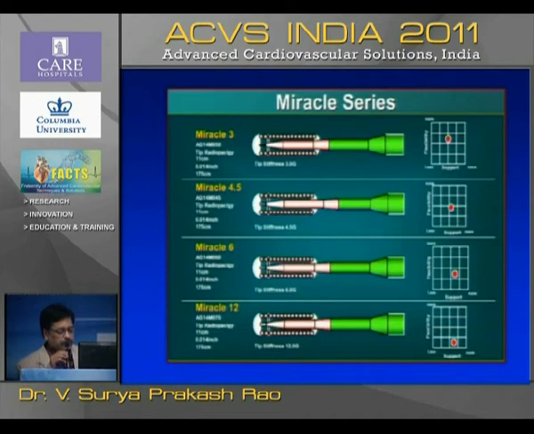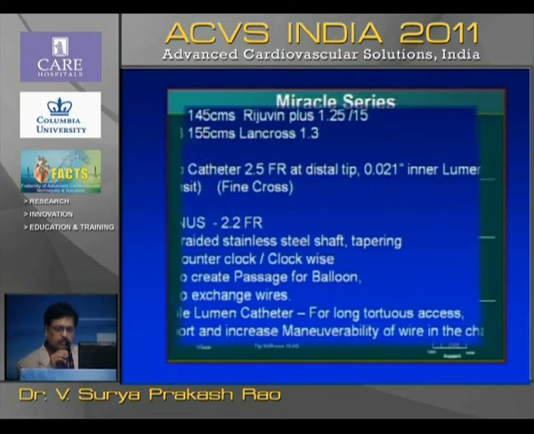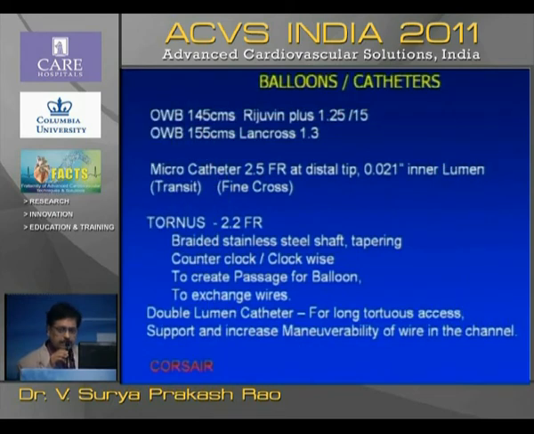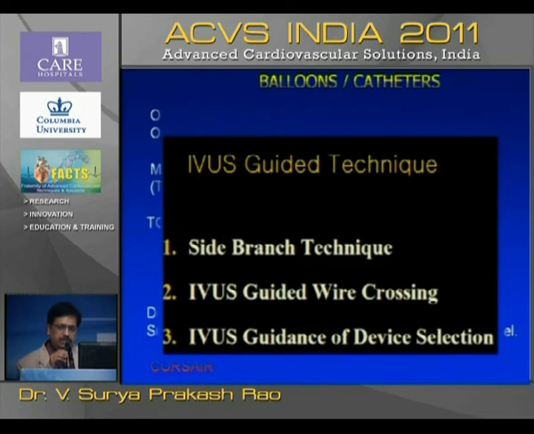And balloons and catheters, as we discussed, but more important the Tornus catheter. In the last case, if we are not able to cross with a balloon, the ideal is to use a Tornus catheter. Another is the IVUS guided. IVUS is very useful in complex interventions.